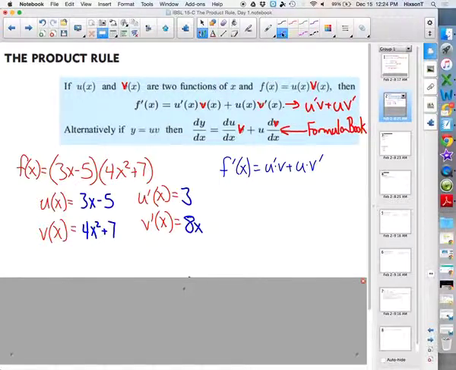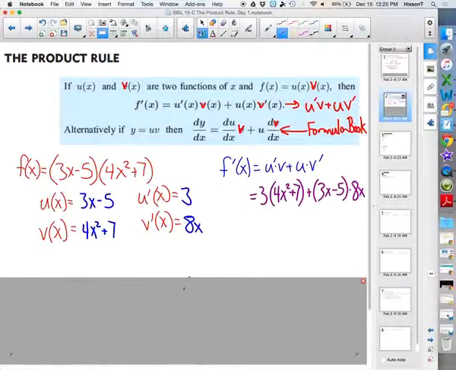So, now when we put this together, we're going to need all four of these to construct our answer. Okay? So f prime of x is u prime, which was 3, times v, which was 4x squared plus 7, plus u, 3x minus 5, times v prime, which is 8x. Okay? It works. And there's our derivative.